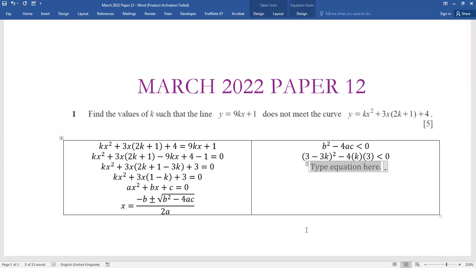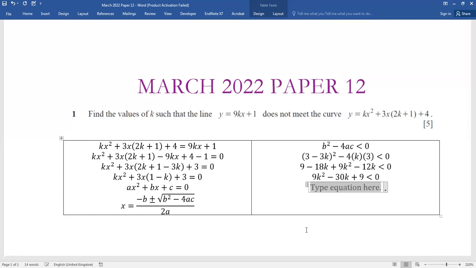I made a column here, but once you're solving it, you do it in one single line, lined up neatly on the left. So what do you get when you square it? 9 - 2 × 3 × 3k, which is 18k, plus 9k² minus 12k has to be less than 0. Then 9k² minus 12k, minus 18k, plus 9 is less than 0. Let's simplify this: 9k² - 30k + 9 is less than 0.